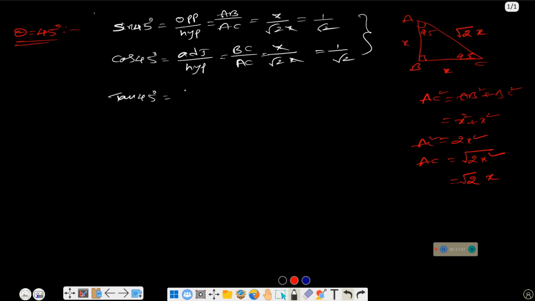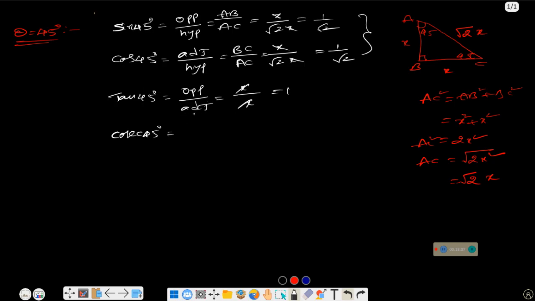And next one, tan 45 degrees. Tan 45 means what is the formula? Opposite by adjacent. What is the theta opposite? X by adjacent is also same, x only. So x cancel means how much you get here? 1.